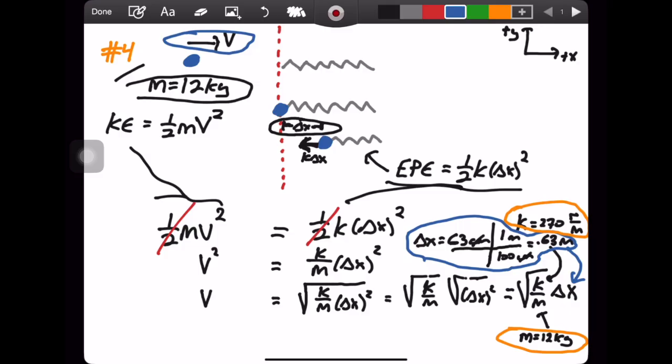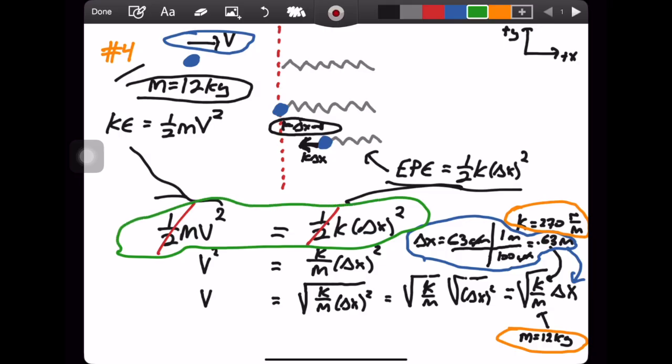And that's what allowed me to write this key equality right here: 1/2 mv squared, where m was the mass of the grocery cart and v was its initial velocity. That initial kinetic energy on the left can then be equated to the elastic potential energy on the right when the cart comes to a momentary stop, k being the spring constant and delta x being the amount by which the spring compressed. So that is problem number 4 from problem set number 6.